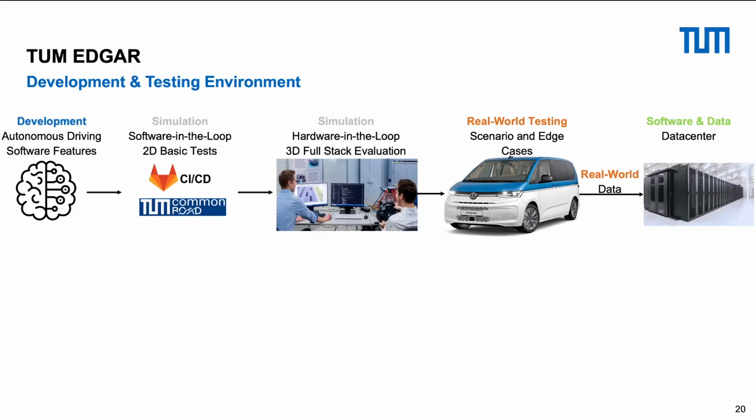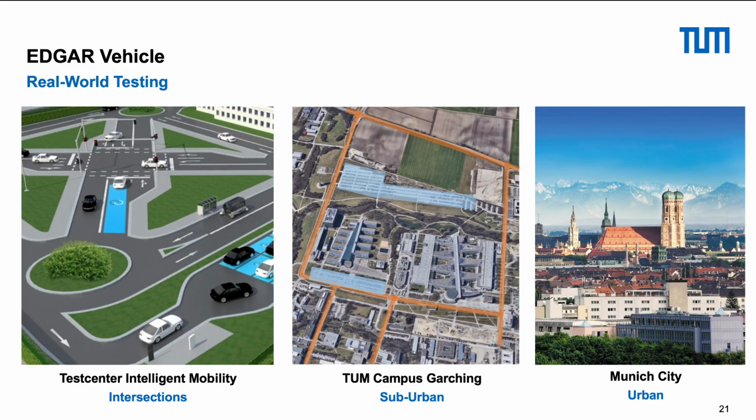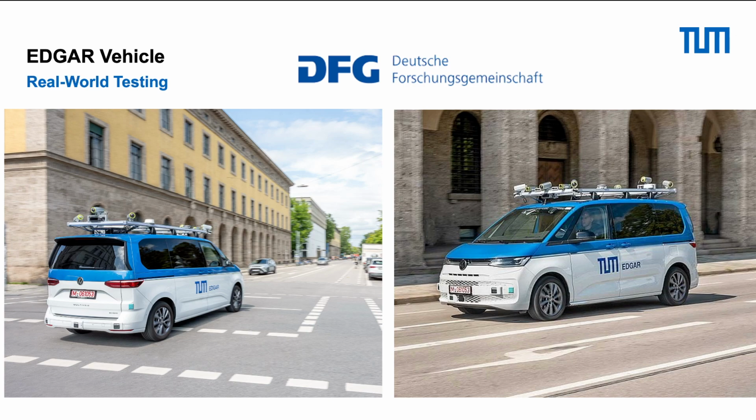Finally, after we are done with simulating, we move our software to EDGAR. We have the possibility of real-world testing because we have access to a test center for intelligent mobility, thanks to our colleague Klaus Bogenberger. We are running the car on the TUM campus in Garching in suburban environments, where it's located at the Institute of Automotive Technology of our colleague Markus Lienkamp. And finally, since the car is street legal, we are allowed to drive in urban environments in the city of Munich. The car has some safety assessments, is TÜV approved, and we are allowed to drive autonomously with the safety driver on public roads.